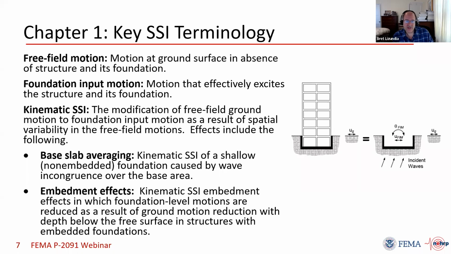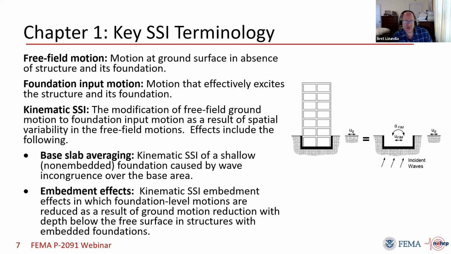Foundation input motion, that's what effectively excites the building. So that translation of what the base of that building is really feeling. And kinematic SSI is that term. That's what is doing the modification. And there are two main kinematic interaction effects.